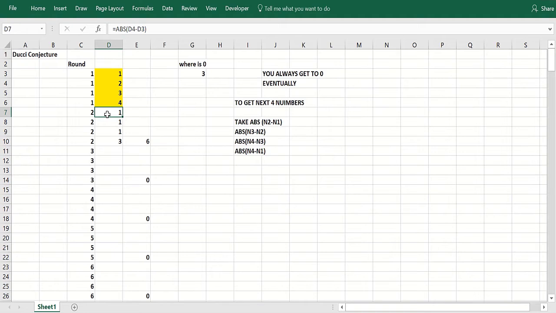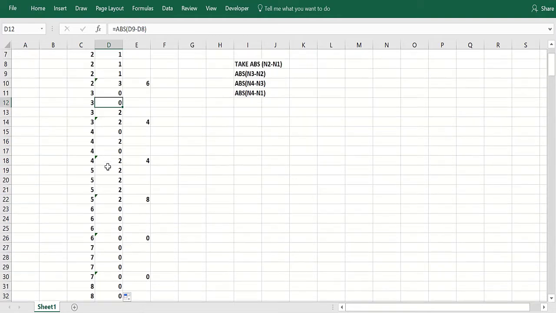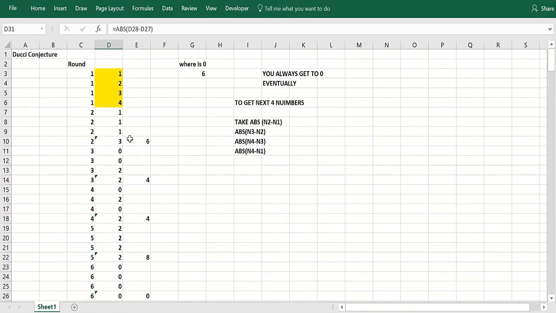Well, to get the first entry in the next set of four numbers, take the absolute value of the second number minus the first number, the absolute value of third minus second, the absolute value of fourth minus third, and the absolute value of fourth minus first. And then we can just copy these four down, and that will continue the process. Eventually we get to all zeros right here. So we might want to figure out when we get to all zeros. We'd get an NA here if we don't. I could put an IFERROR there, but I'm not going to worry about it.